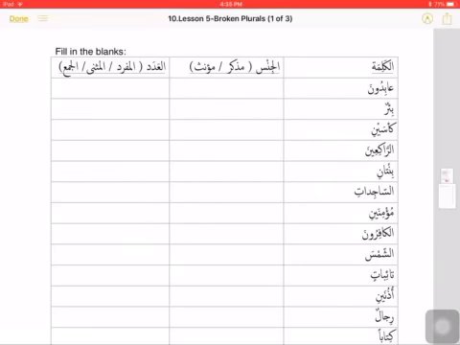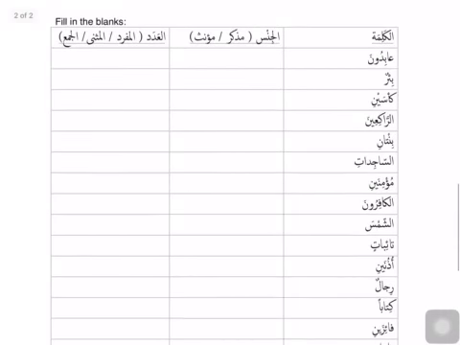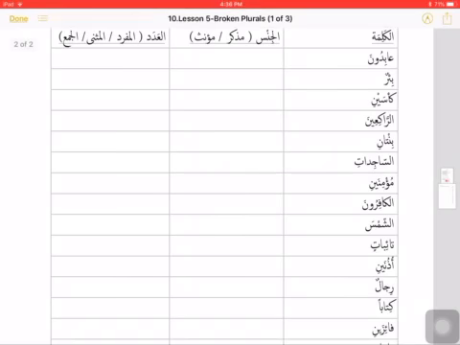Then we have this chart. It's an exercise, and we have certain words, and we have to figure out its jins. Is it muzakkar or muannath? And we have to figure out its adad. And now we can figure out whether it's mufrad or musanna or jama. To figure out the adad, always first look if the word has an ending.